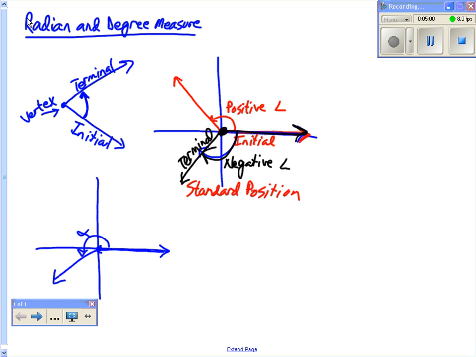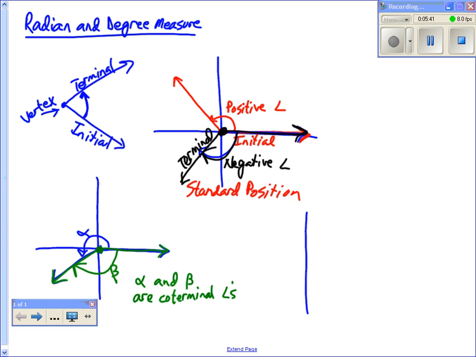Coterminal angles have the same initial side. So let's start another one in standard position, and it's going to go to the same terminal side. Let's call this angle beta, however much beta is. Alpha and beta here are coterminal angles. They start at the same spot and end at the same spot. Now you don't have to have one going in the positive direction and one going in the negative direction.